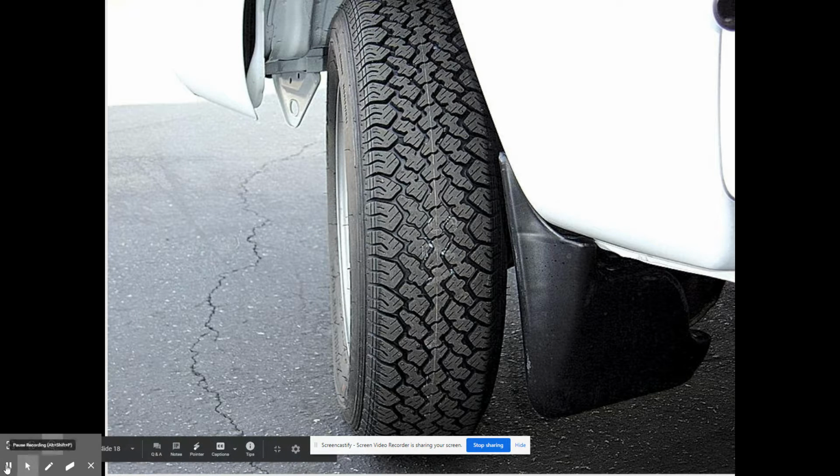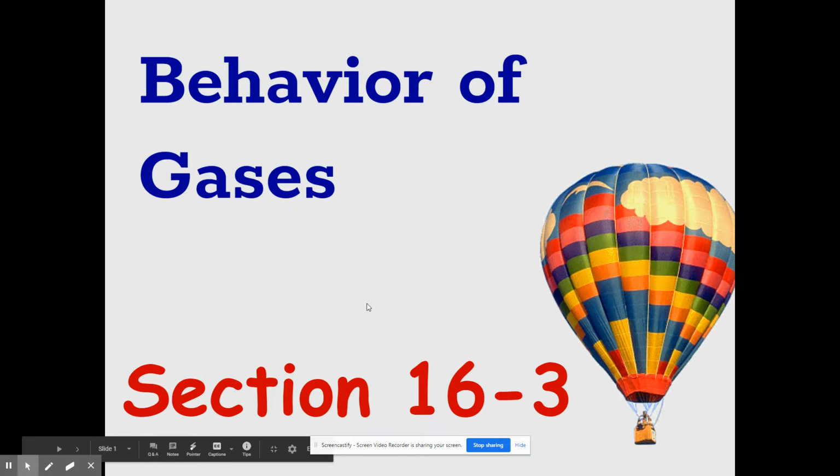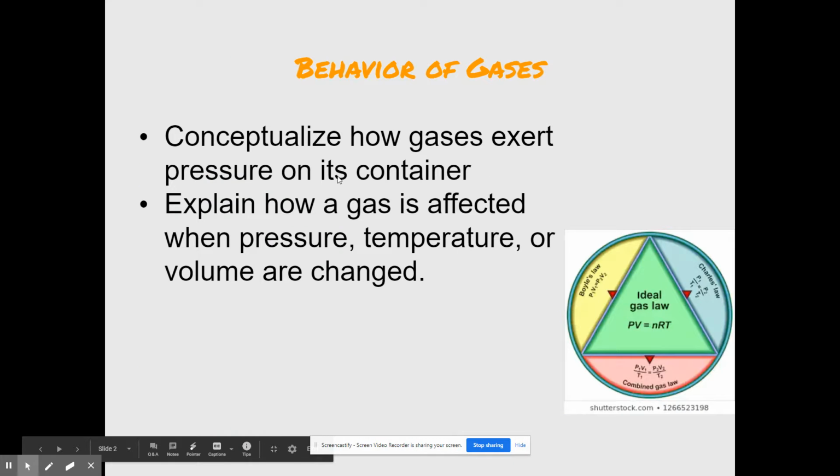All right, guys, and that's it. That is the behavior of gases. We wanted to conceptualize how gas exerts pressure on a container, and that's because gas molecules are moving all over the place. They're in constant collision with each other and the sides of the container. That's over a certain area, so we have force divided by area. That is pressure. And we explained how gas is affected when pressure, temperature, and volume are changed.